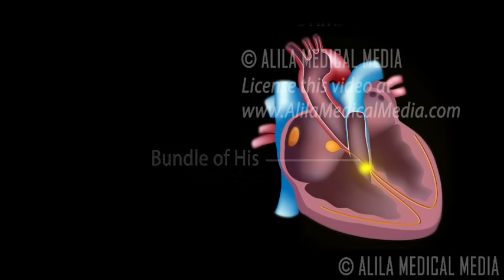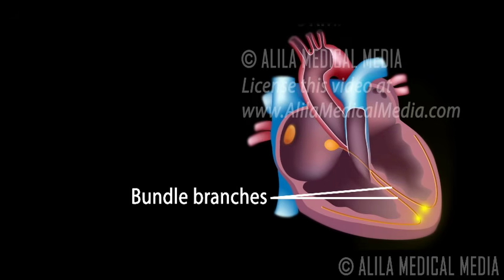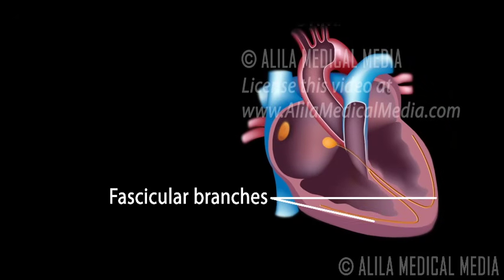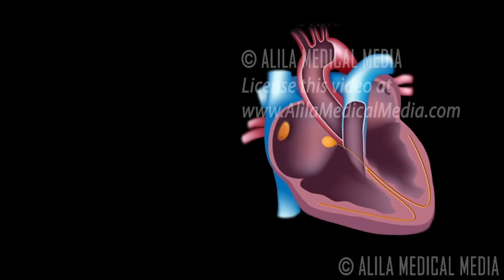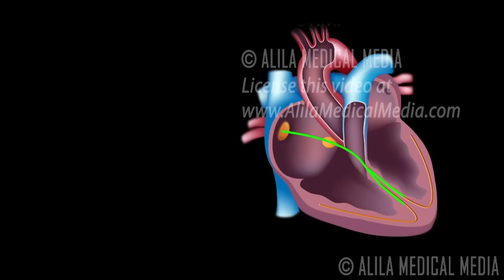This bundle is then divided into left and right bundle branches, which conduct the impulses toward the apex of the heart. The signals are then passed on to fascicular branches and spread through millions of Purkinje fibers over the ventricular myocardium. Heart block is a group of diseases characterized by the presence of an obstruction or a block in the heart's electrical pathway. A block may slow down the conduction of electrical impulses or, in more severe cases, completely stop them.